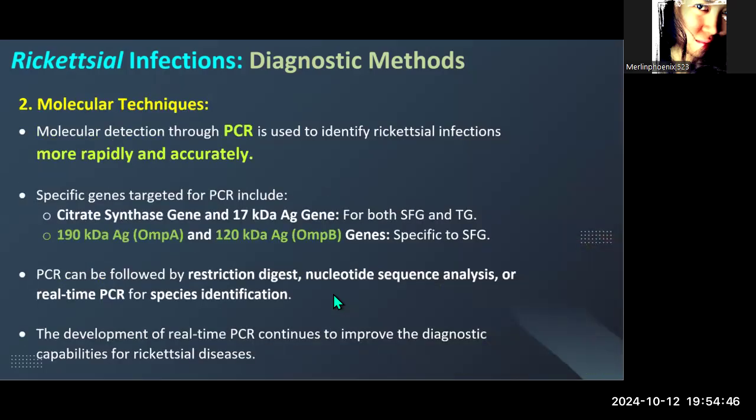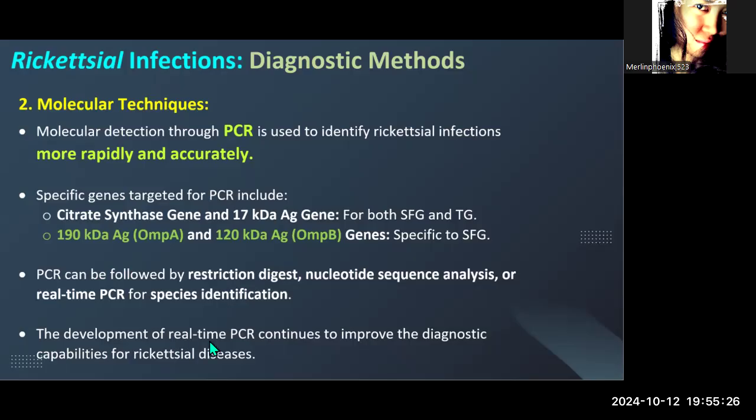So for the molecular techniques, we have PCR. If you wanted to diagnose your Rickettsial infection more rapidly and accurately, specific genes targeted for PCR include the citrate synthase gene, 17 kilodalton antigen gene, both for SFG and TG, and only for SFG we have the OMPA and OMPB. So PCR can be followed by restriction digest, nucleotide sequence analysis, or sequencing analysis of the amino acids, or real-time PCR for species identification.